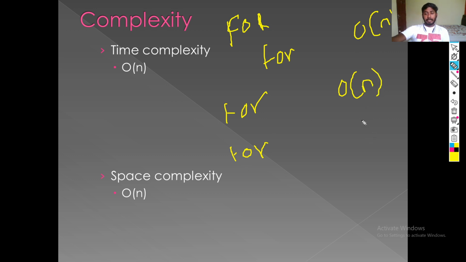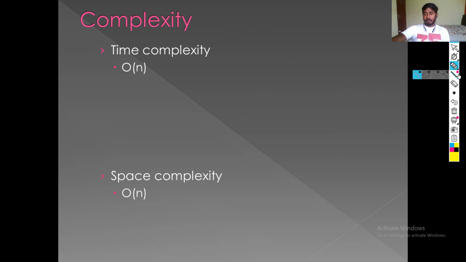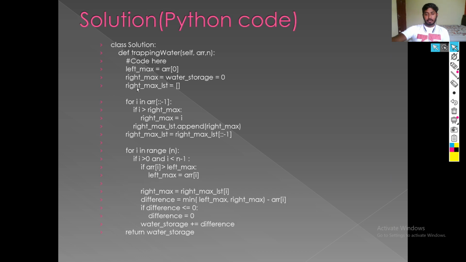We can also make this particular code order of 1, but I didn't cover that concept in this video. Okay. For space complexity, we are also creating two different for loops, so this also will become order of n. Order of n space complexity, order of n time complexity. Okay, let's jump into the code and see how we have solved it.